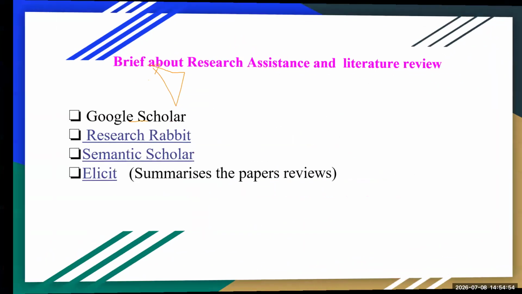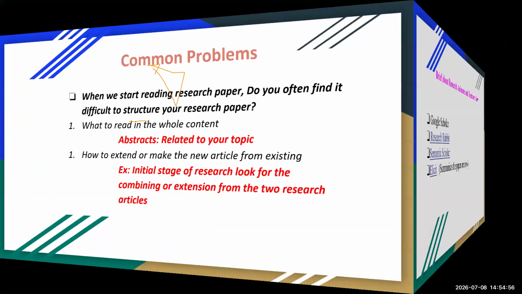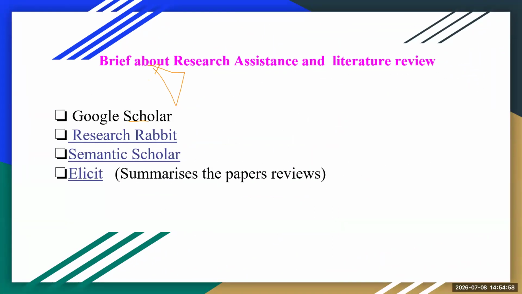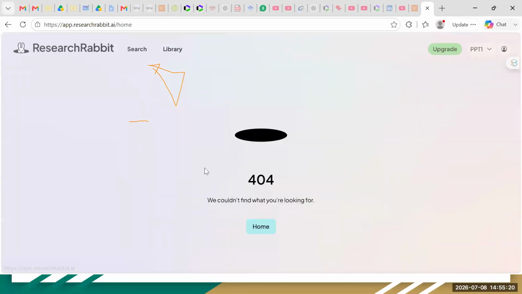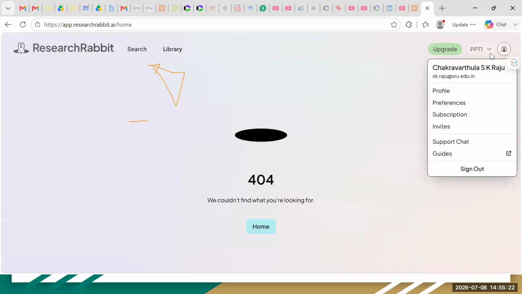I will also tell you about some apps we covered in earlier classes. I told you briefly about research assistants and literature review, and we will also see how this can be used. You can use Elicit, Google Scholar and Research Rabbit also. These are some of the apps; you can check them out. You can click on Research Rabbit, and we will see what the advantage of this is.